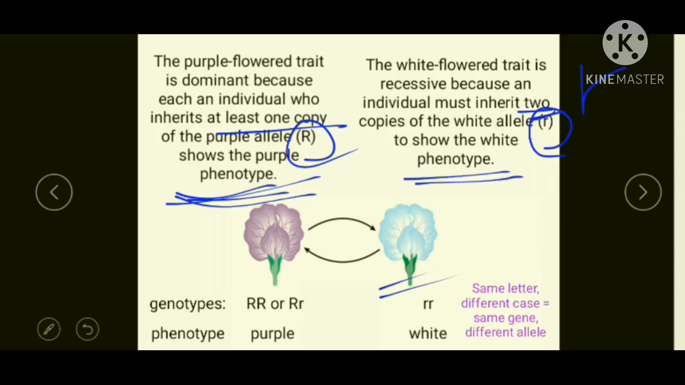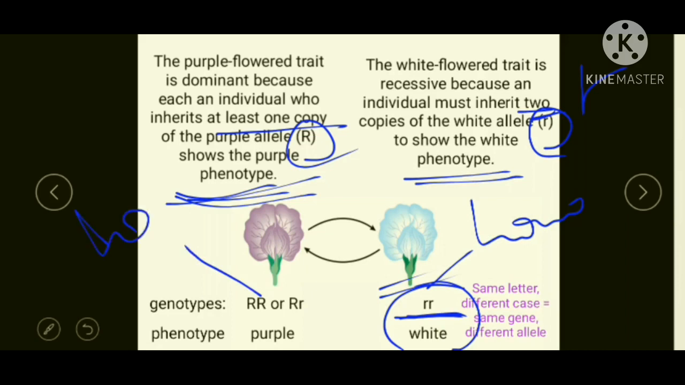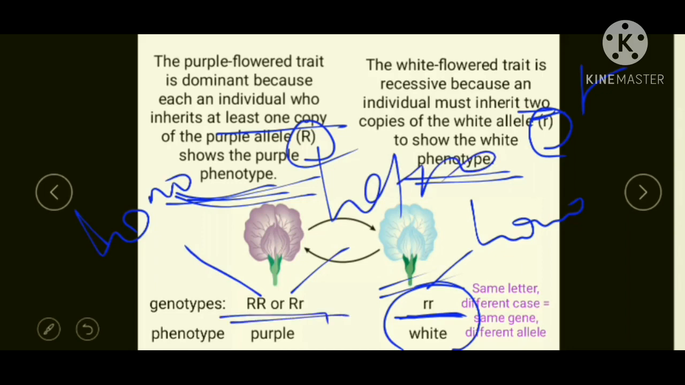So here, this is white, and there are two alleles with small r. When an individual receives two small r alleles, they are recessive, homozygous recessive. But genotypically we can get two types of dominance: this one is homozygous dominant, and this one is heterozygous dominant. But phenotypically, both of them are purple flowers. So this is all about the law of dominance.